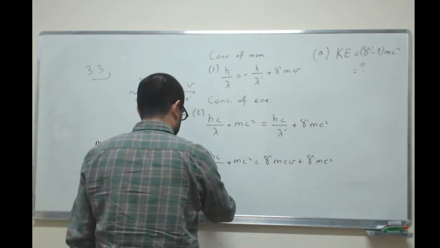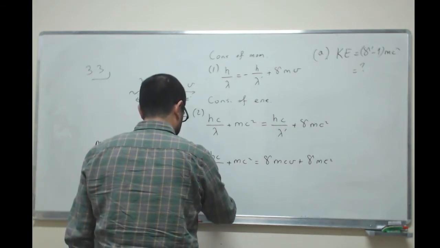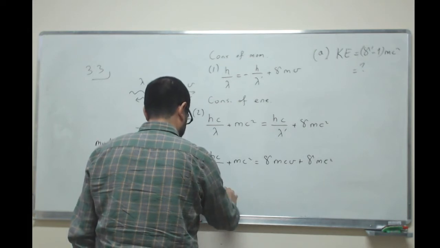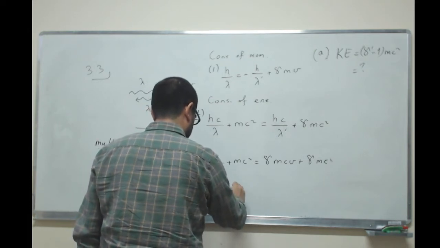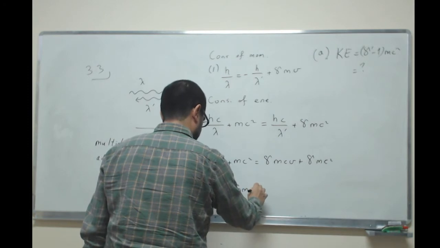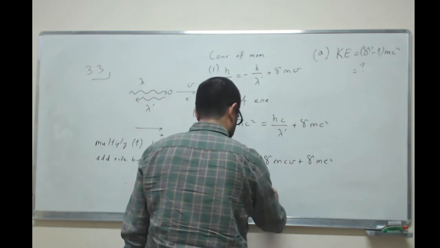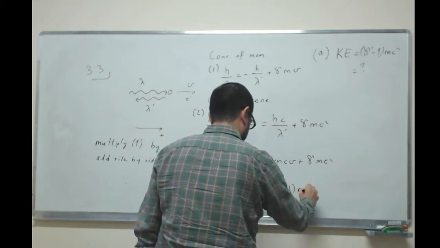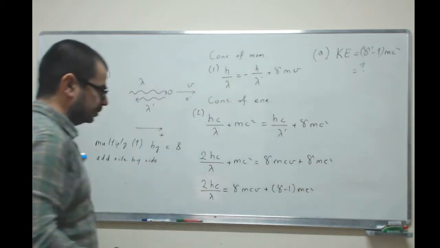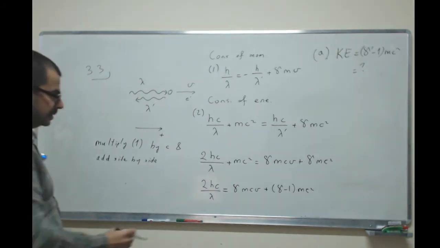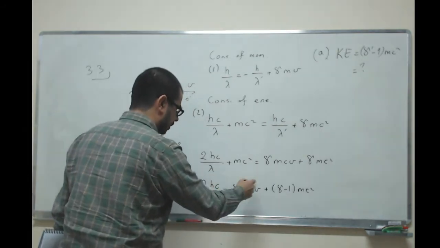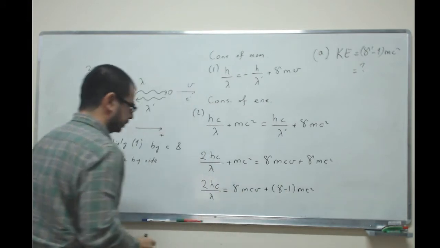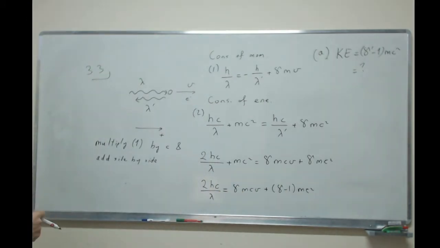So we can write 2hc over lambda is equal to gamma mcv plus (gamma minus 1) mc square. The first time I solved this problem yesterday, I claimed that this is a small number, I can neglect this, and then this kinetic energy is just equal to that. That's not correct. It's small, but it's not negligible. You make a substantial mistake by neglecting this term.